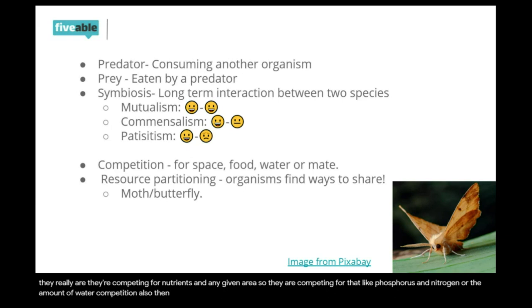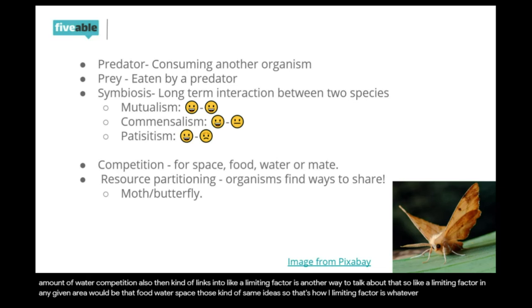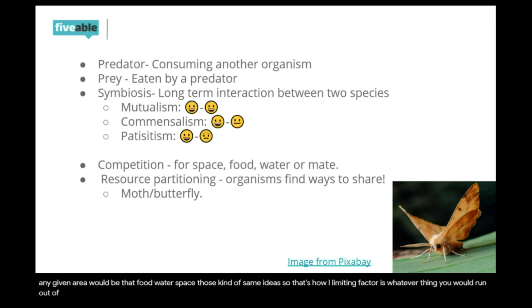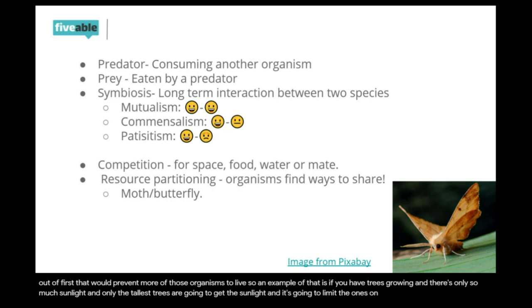Competition also links into the limiting factor, which is another way to talk about that. A limiting factor in any given area would be food, water, space, those same ideas. A limiting factor is whatever thing you would run out of first that would prevent more of those organisms from living. An example is if you have trees growing and there's only so much sunlight, and only the tallest trees are going to get the sunlight. That's going to limit the ones on the bottom, so they run out of it first.